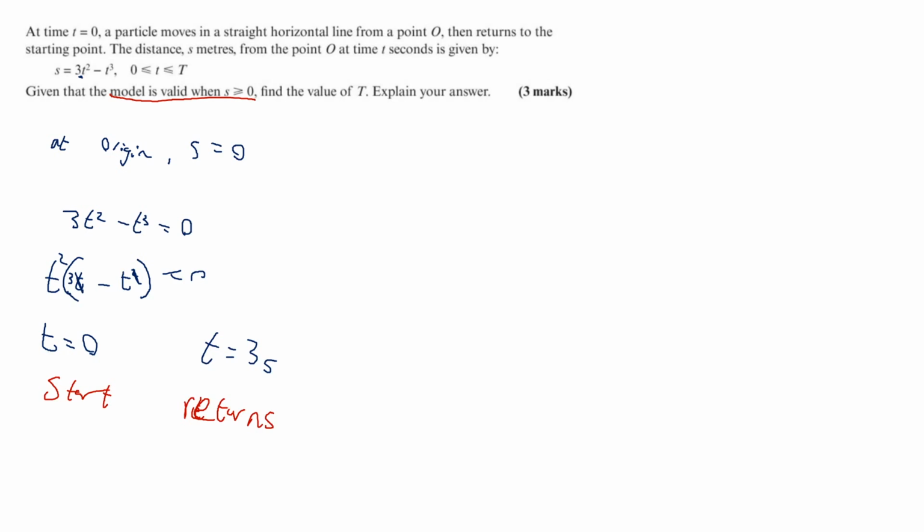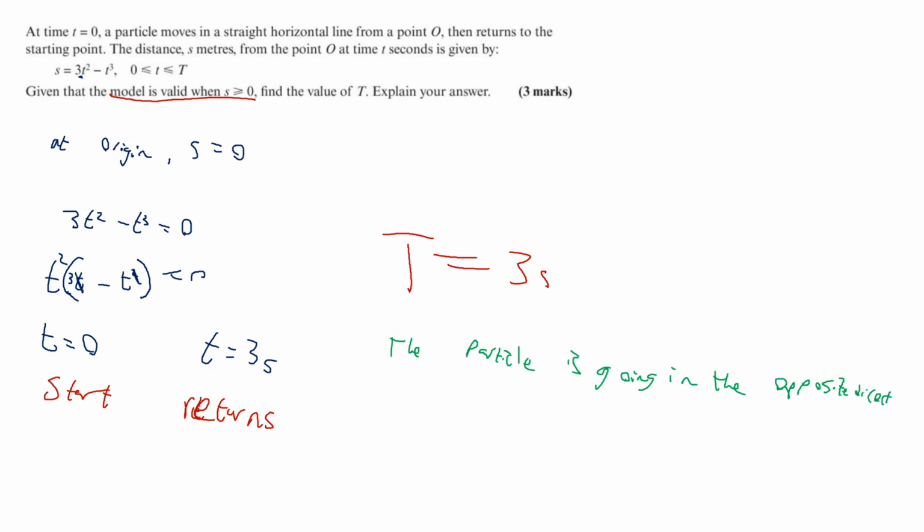Now, we're told the model is only valid when s is greater than or equal to 0. So why, then, is t equal to 3 seconds? It's because the particle is going in the opposite direction. Does that make sense?